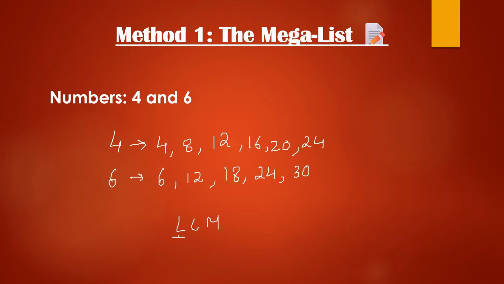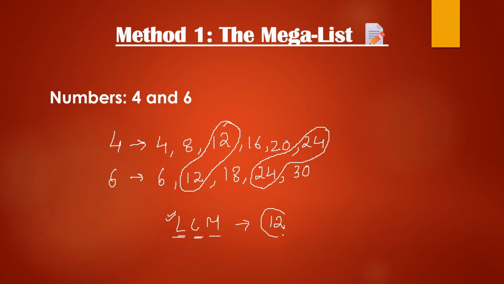Now, the question is to find out the LCM. That means lowest common multiple. What we have to do first, we have to figure out the common multiples. So if I list down the common multiples, I have 12 as my common multiple, then 24 as a common. But the question is to find out the lowest common multiple. So here the lowest common multiple is 12. So my answer is going to be 12.